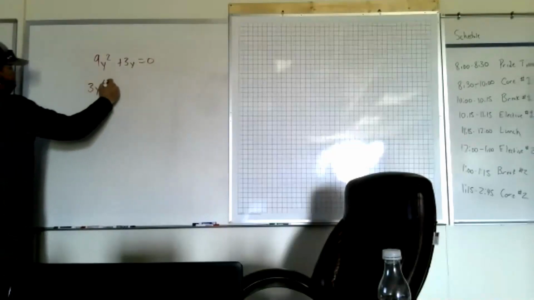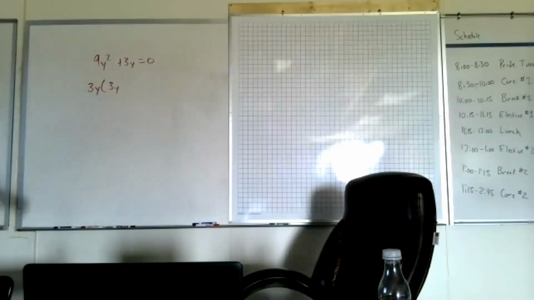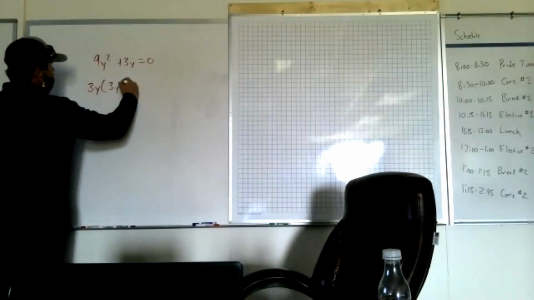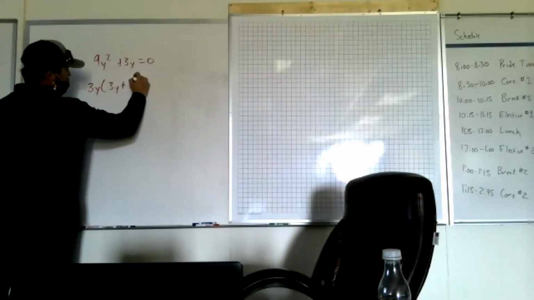9y squared divided by 3y is going to give me 3y. 9 divided by 3 is 3. Y squared divided by y is y. Okay, 3y divided by 3y is equal to 1.